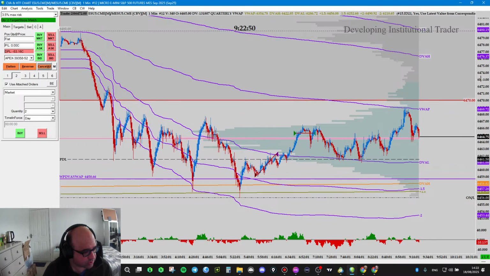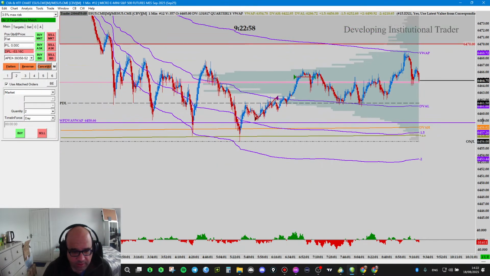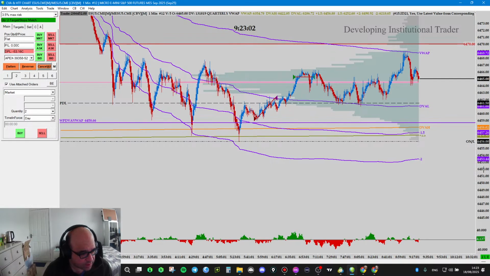I'm considering a short only if we break below the DVA high, and especially below 6453, just below here, where it was Thursday's low.